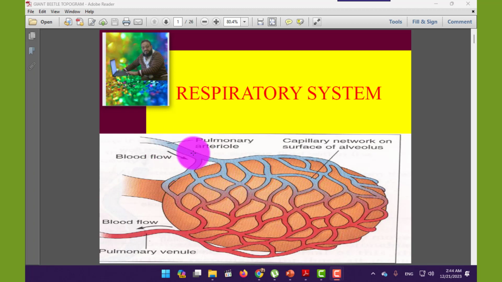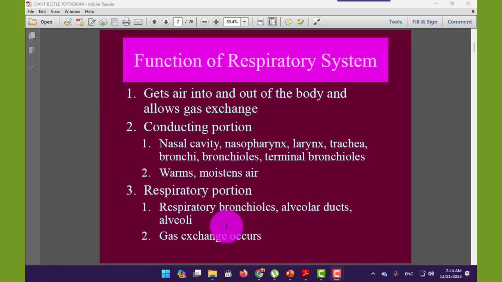Pulmonary arteriole, pulmonary venule. Here is the capillary network of the surface of the alveolus. Function of respiratory system: get air into and out of the body and allow gas exchange.